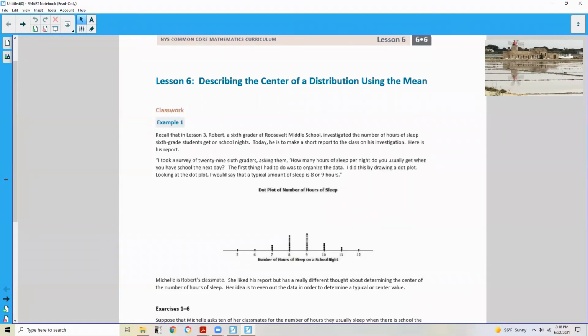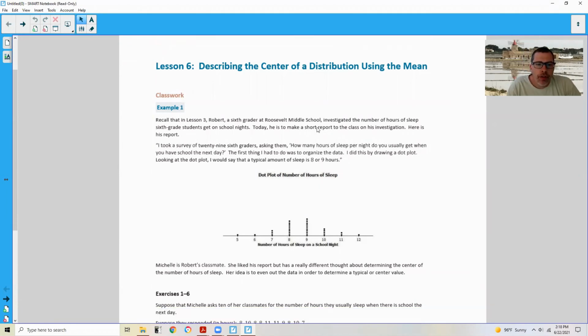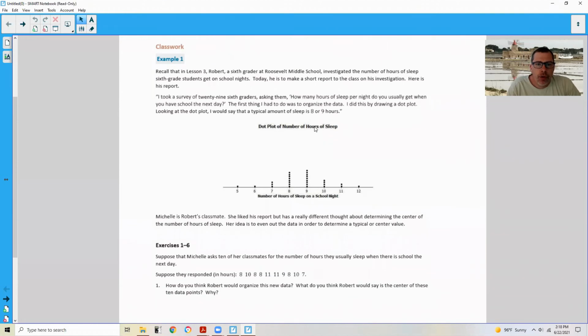Okay, lesson 6, describing the center of a distribution using the mean. Okay, here we go. Classwork and example 1. Recall that in lesson 3, Robert, a 6th grader at Roosevelt Middle School, investigated the number of hours of sleep 6th grade students get on school nights. Today, he is to make a short report to the class on his investigation.